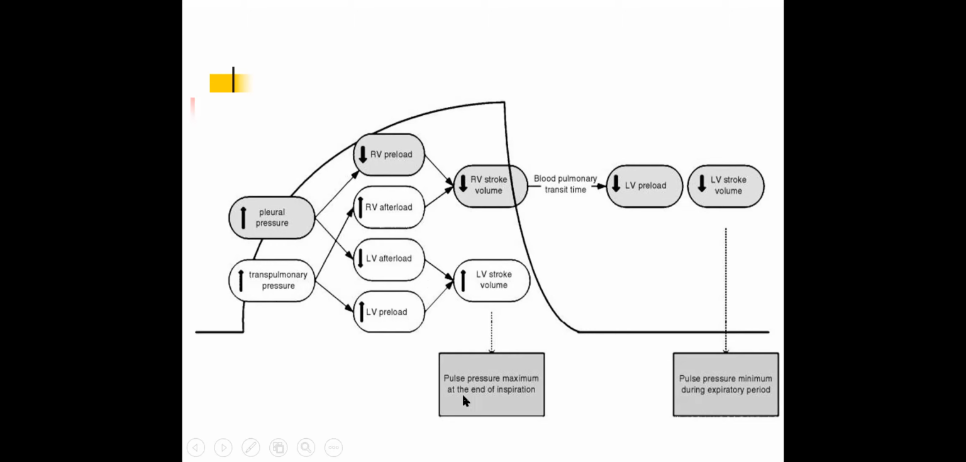So the pulse pressure is maximum at the end of inspiration. After the blood pulmonary transit time, we get a decrease in LV preload and a decrease in LV stroke volume. So here the pulse pressure is minimum during the expiratory period.